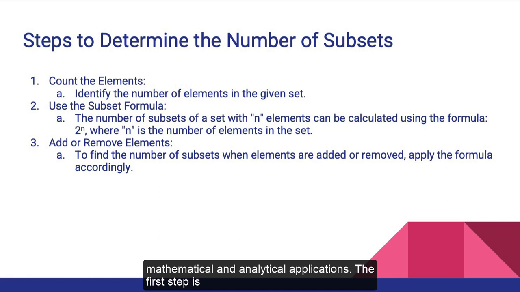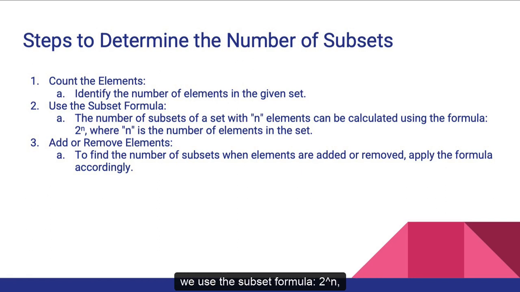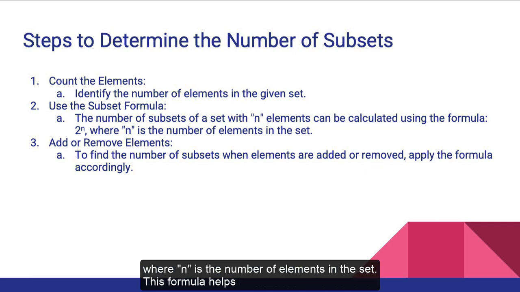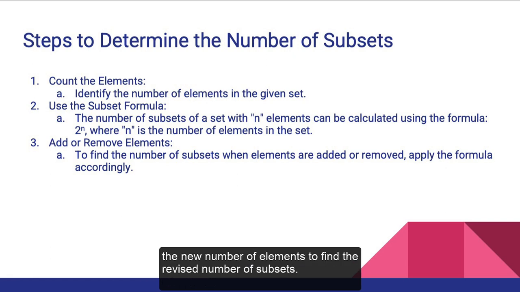The first step is simple: count the number of elements in the given set. Next, we use the subset formula, 2 raised to the n, where n is the number of elements in the set. This formula helps us find the total number of subsets that can be formed from the set. If you ever add or remove elements from the set, you can still use the same formula. Just make sure to update n with the new number of elements to find the revised number of subsets.